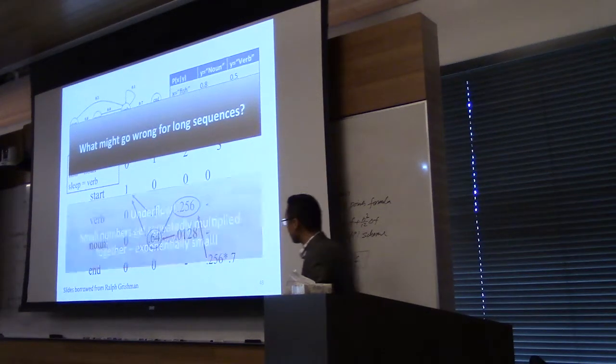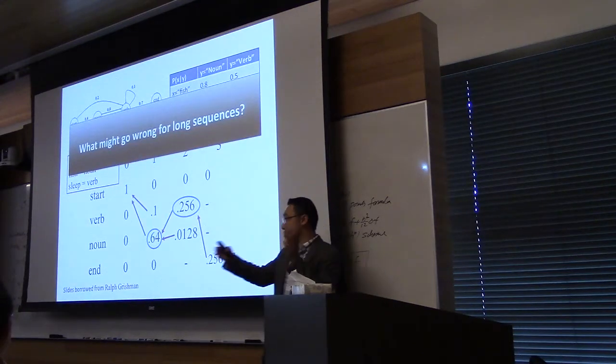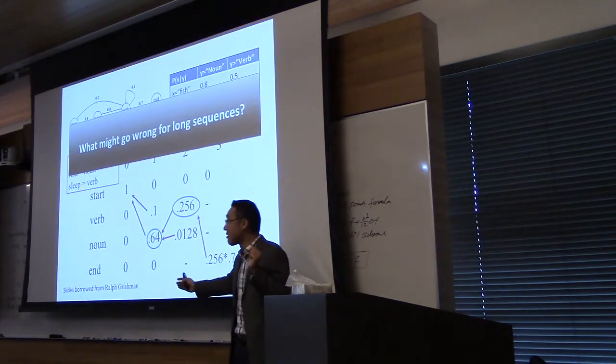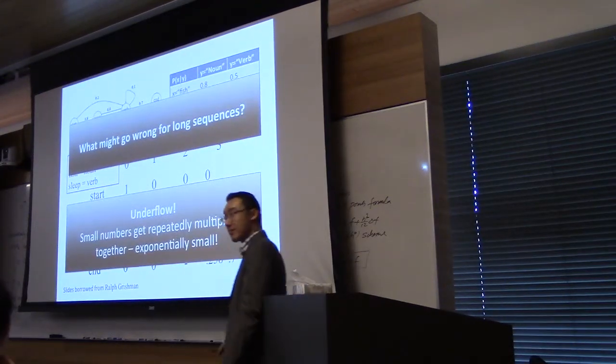You can underflow, right? These are small numbers that get multiplied together, which means as you go further down in the sequence, the numbers get geometrically or exponentially smaller, which means you might underflow very, very quickly.